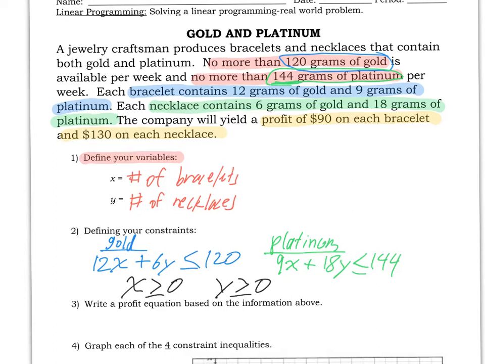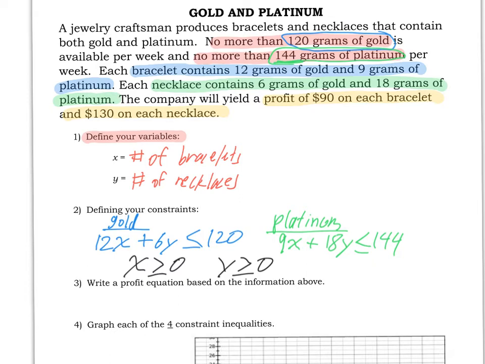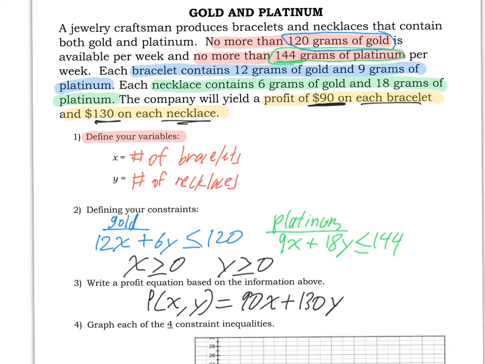Now the next prompt is for the profit equation. We're not going to need that for a while yet, but it's helpful to go ahead and write it. The profit based on some number of bracelets and some number of necklaces is determined by the $90 profit for each bracelet, so $90 times the number of bracelets, plus $130 for each necklace, so 130 times the number of necklaces. That's all of our constraints and our profit equation.